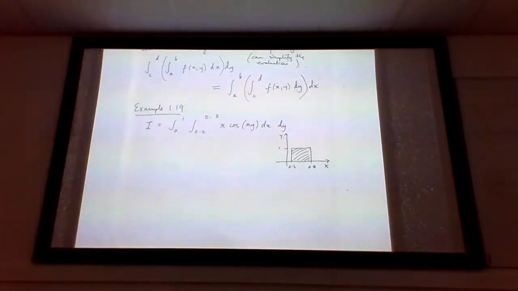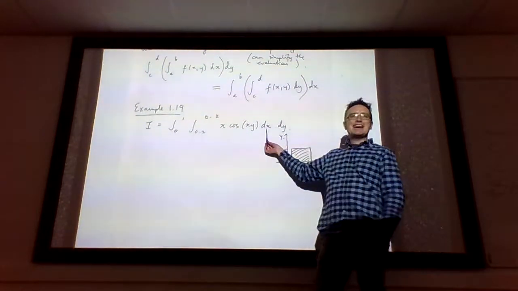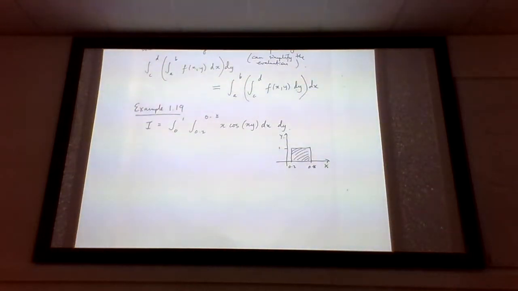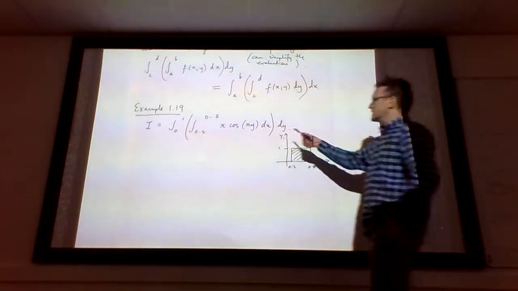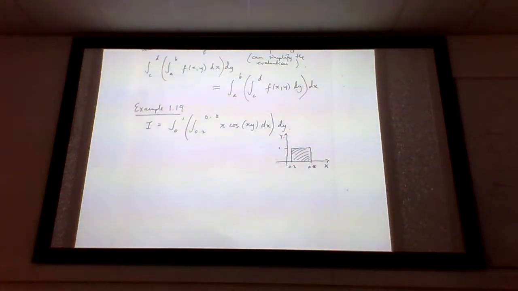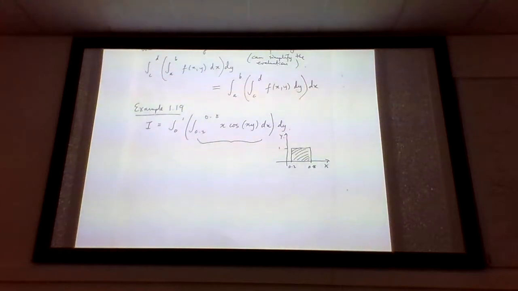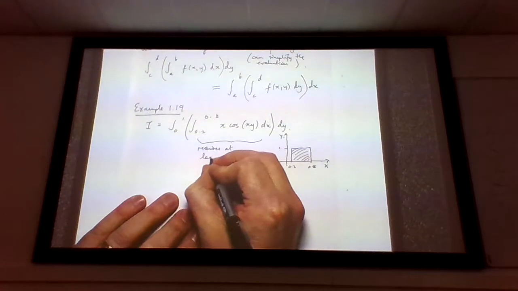Now, as it stands, to evaluate this, we would have to evaluate the x integral first, because it's the one on the inside. It's the one that's available for evaluation directly. But the function that we have to integrate is a product of two functions of x. It's an x times a cosine of x times y. So this integral looks slightly awkward. It would require at least integration by parts.